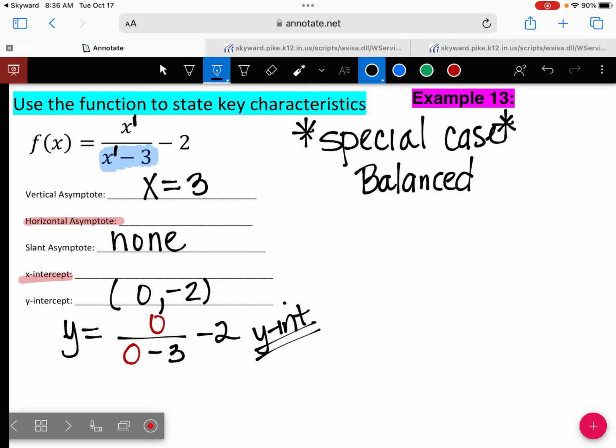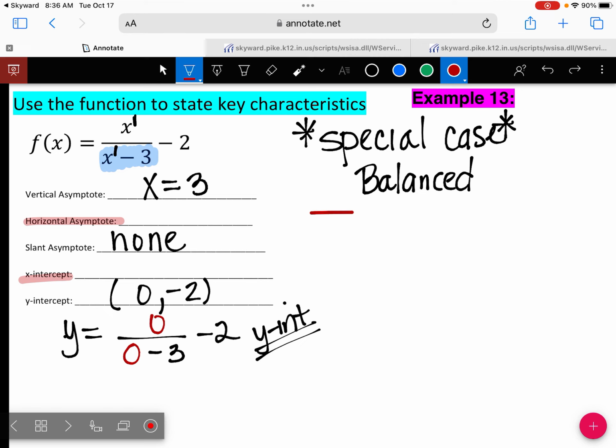Now this being a special case, and again, if I were to take this away, if I took away this -2, it wouldn't be special anymore. If it was just a fraction, that's not special. This is a fraction minus 2. That's why it's special. We have to treat it differently.